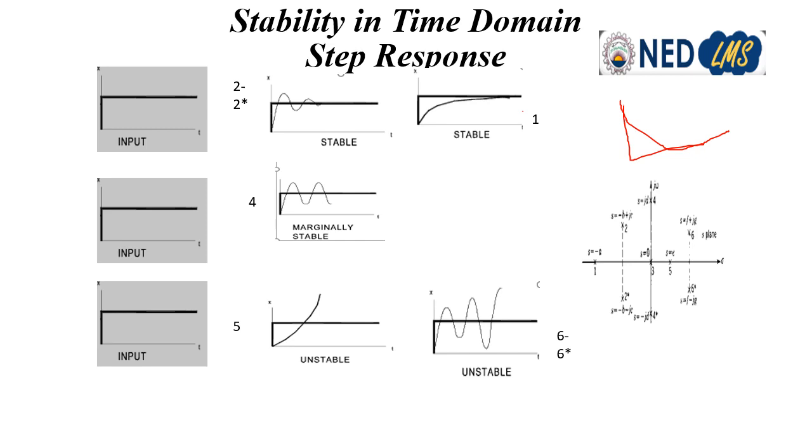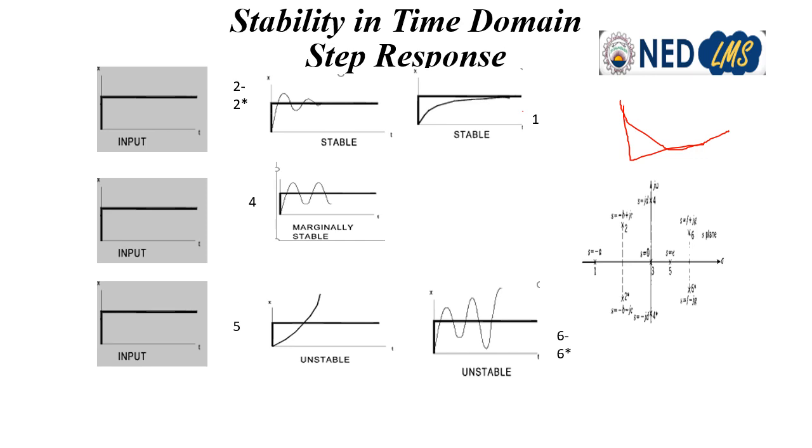You can draw it using either MATLAB or manually, obviously. This is 2 and 2 dash, the pair of complex conjugate poles. So in this we have the step response. The transients are decreasing exponentially and then reach a steady state. So finally you have a steady state position here in the step response. That's why we are saying that the system is stable.